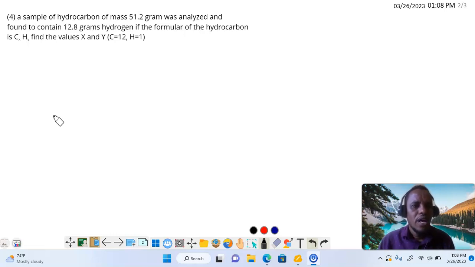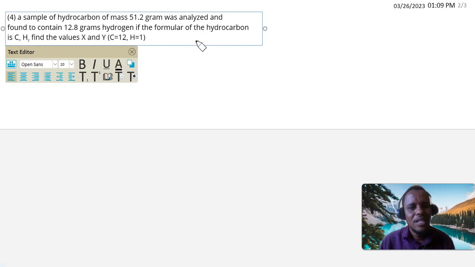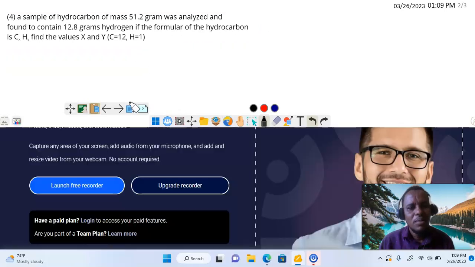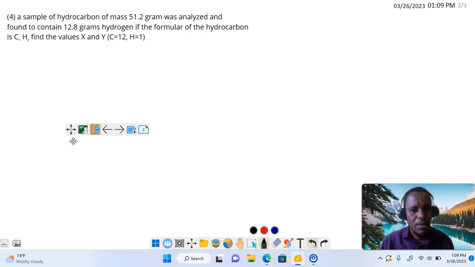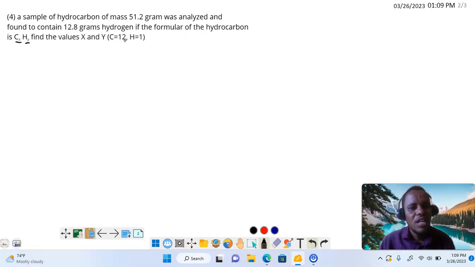So assemble, we have example 4. A sample of hydrocarbon of mass 51.2 gram was analyzed and found to contain 12.8 grams hydrogen. If the formula of the hydrocarbon is CxHy, with small x and y, find the value of x and y.